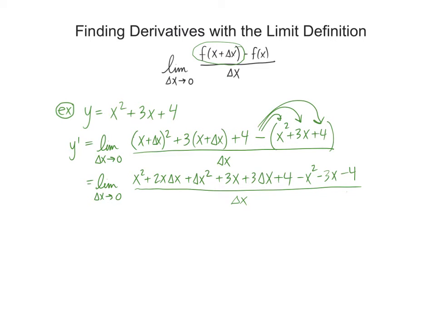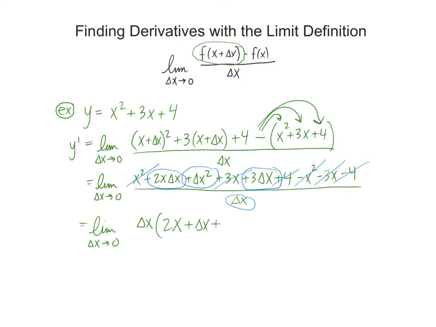So now see what happens. Everything with no delta x in it goes away. X squared, negative x squared. Plus 3x, minus 3x, plus 4, minus 4. All the terms that are left, which would be this one, and this one, and this one, have delta x's in them. I'm going to factor that delta x out and cancel it with this guy down here. When I factor that delta x out, I'm left on top with 2x plus delta x plus 3, delta x on the bottom.